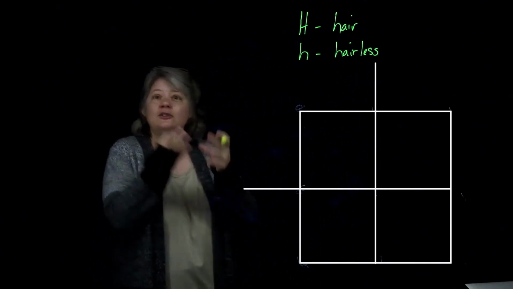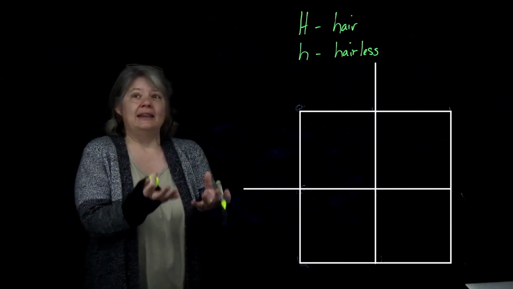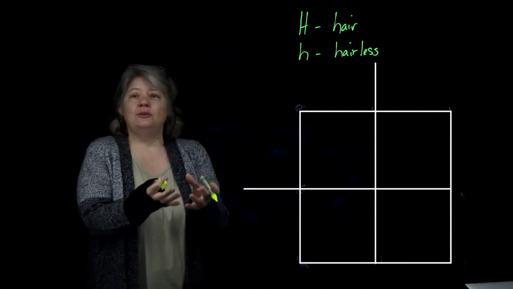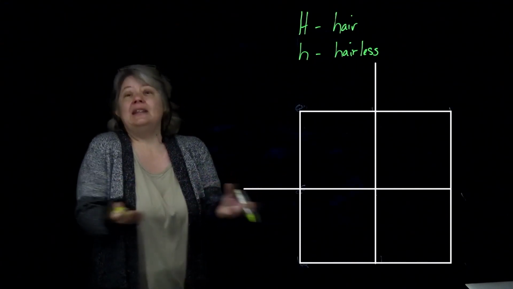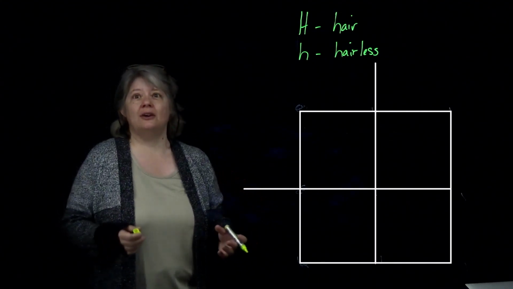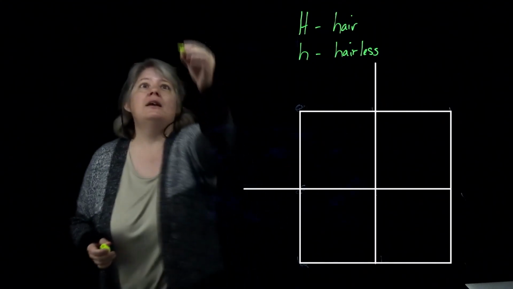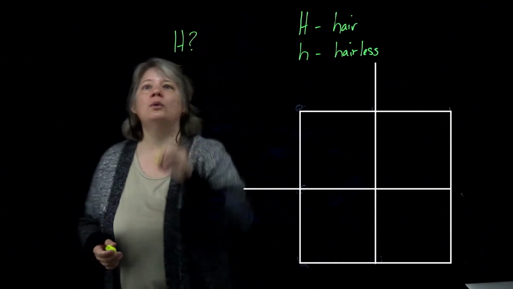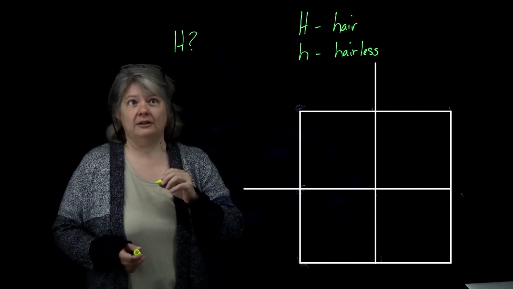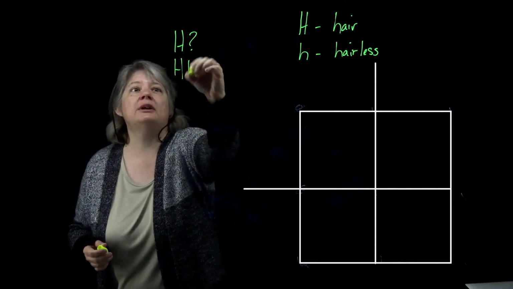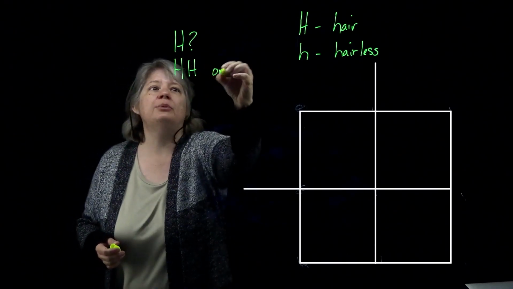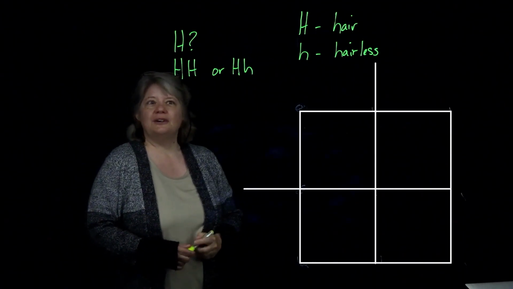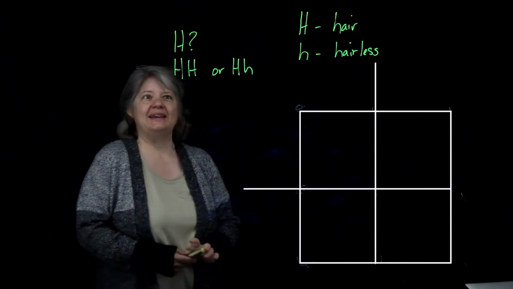So little h will represent the hairless allele in those guinea pigs. And let's say that you actually have a pet guinea pig that has hair, and you don't know anything about its parents, you don't know anything about its siblings, you don't know anything about where it came from, you just know that it has hair. So you know then that your guinea pig has a big H allele, but you don't know what the other allele that it carries is. It could be big H, big H, or it could be big H, little h. How would you figure out which genotype your guinea pig is?